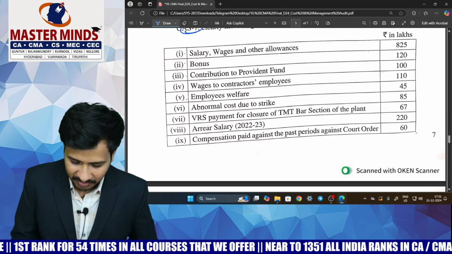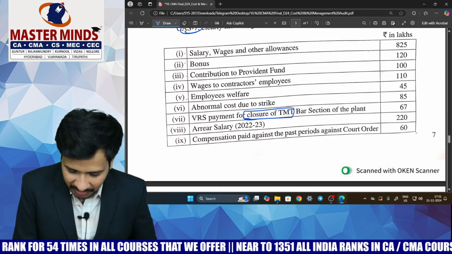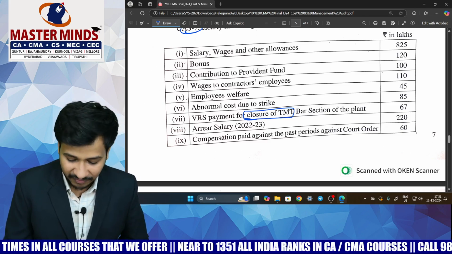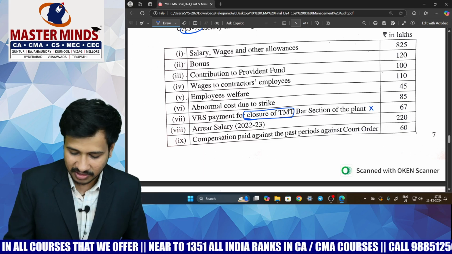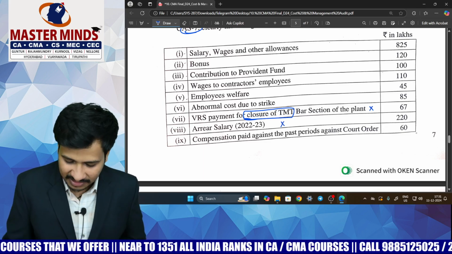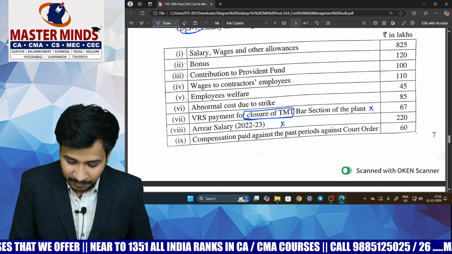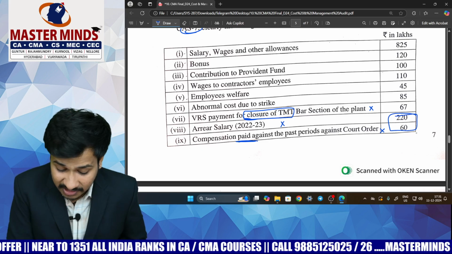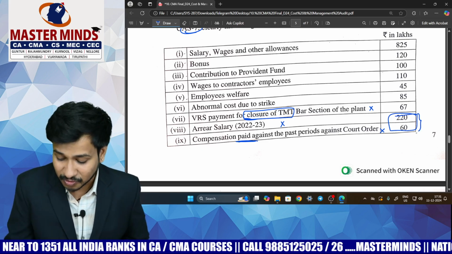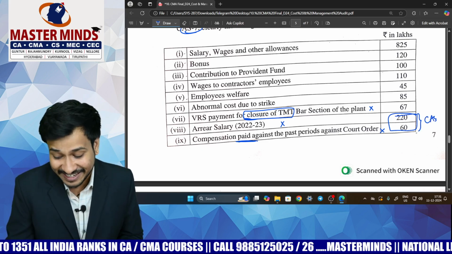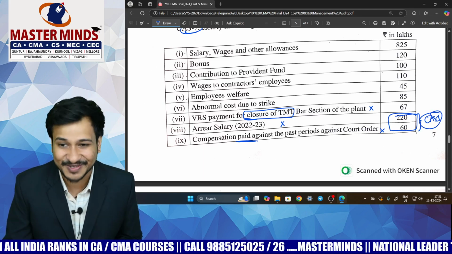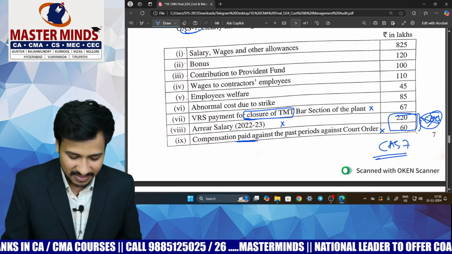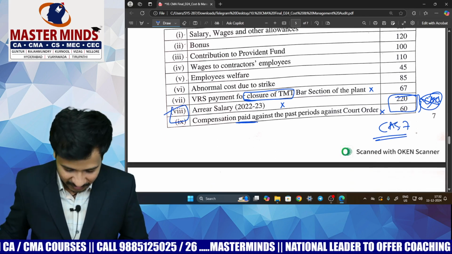And hope you have remembered that closure of TMT bar, VRS, voluntary retirement compensations which are paid for discontinued operations are not considered to be employee cost, and arrear salary is not considered to be employee cost. Compensation paid is also not to be considered as employee cost relating to CAS number 7. But undoubtedly these two things will be included as employee cost in CAS number 1. There's a difference between those two things, so be very careful. And of course, since you need to answer as per CAS number 7, these two things will not be included.